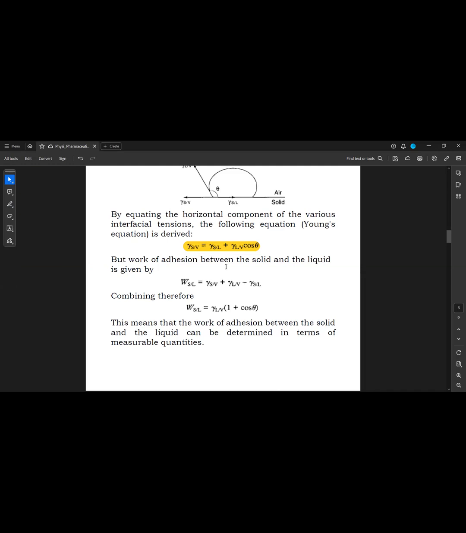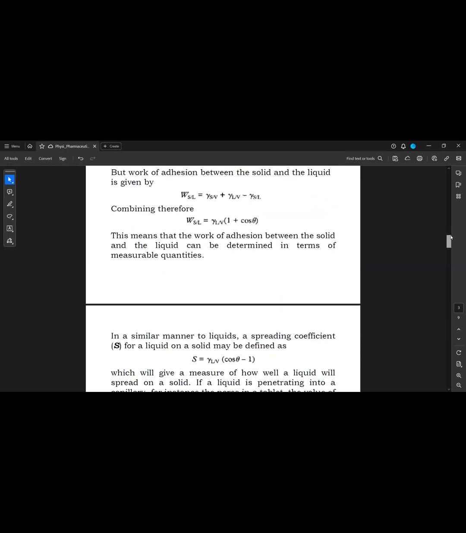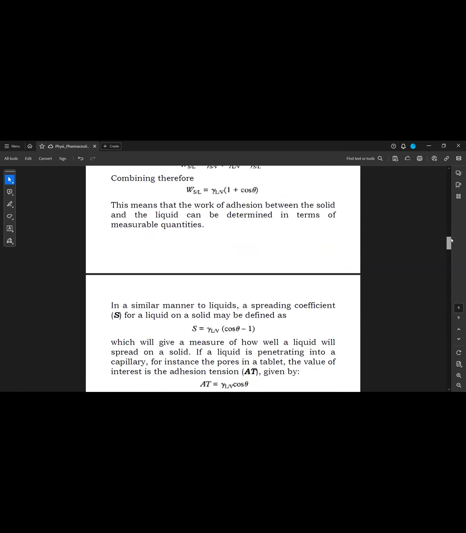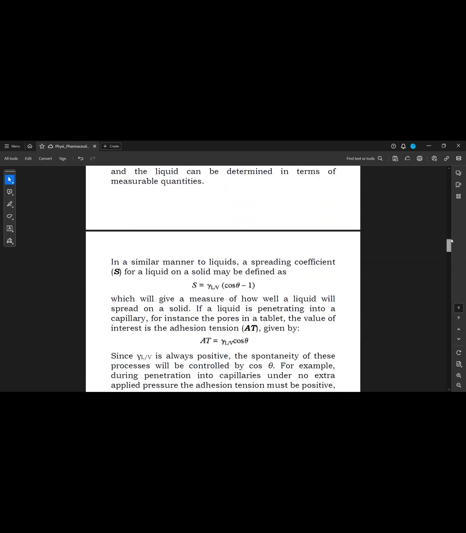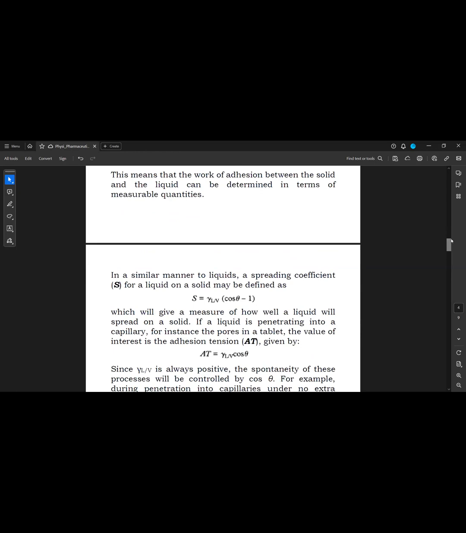The work of adhesion between the solid and the liquid is given by this formula. When you combine this formula plus this formula, what you're left with is this one. Basically, after combining all three formulas, it means that the work of adhesion between solid and liquid can be determined in terms of measurable quantities. Remember, in order for wetting to happen, there are cohesive forces and adhesive forces. If it forms a sphere, from what I said in the morning, it means the cohesive forces within the liquid are stronger, and also the cohesive forces within the solid are stronger. So instead of the liquid spreading completely and forming a layer, it will form a sphere.